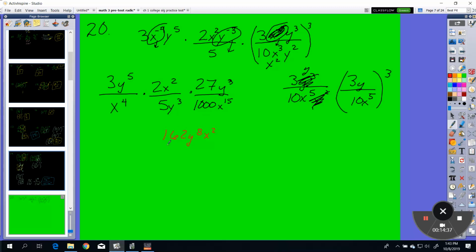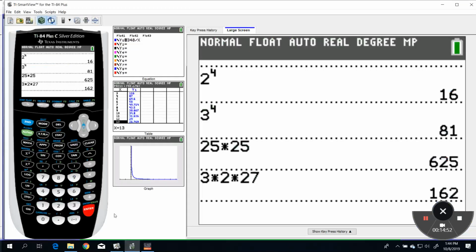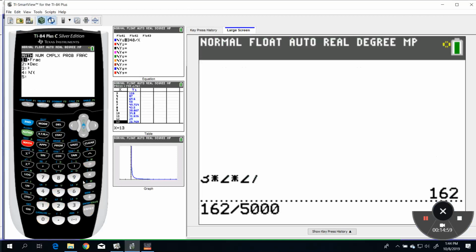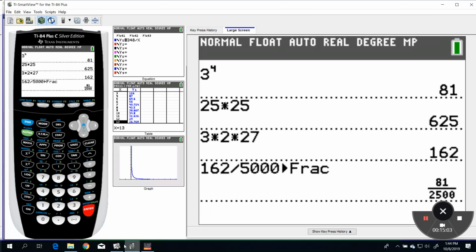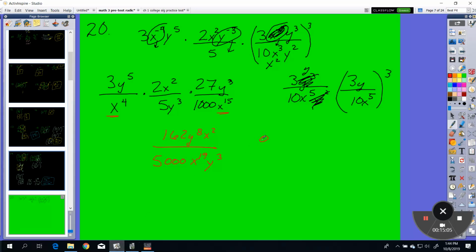X squared. So that's the top. On the bottom, I have 5 times 1,000, which is 5,000. X to the 4th, x to the 15th make x to the 19th, and y cubed. So 162 divided by 5,000. Math, enter, enter, 81 over 2500. So this is 81 over 2500.